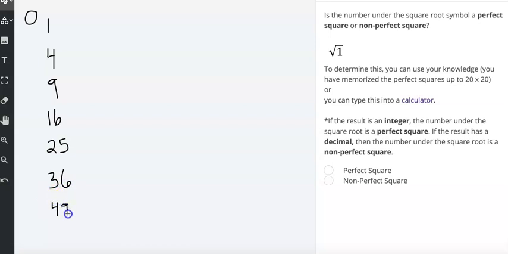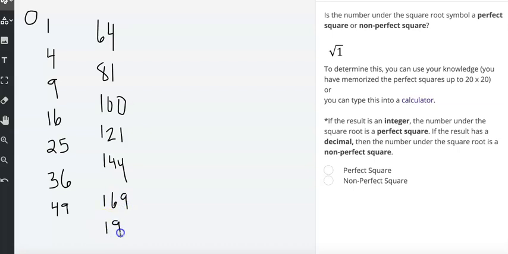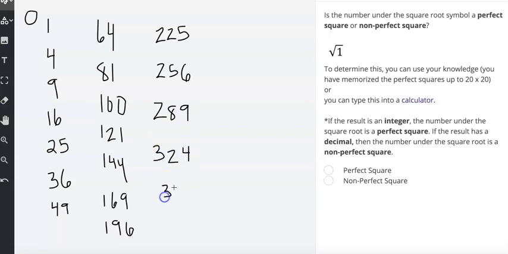7 times 7 is 49. 8 times 8 is 64. 9 times 9 is 81. 10 times 10 we get 100. 11 times 11 is 121, 12 times 12 is 144. I'm hoping that you've practiced this so much that you can do the same thing, just create a list. 13 times 13 is 169, 14 times 14 is 196, 15 squared is 225, 16 squared is 256, 17 squared is 289, 18 squared is 324, 19 squared is 361, and 20 squared is 400.